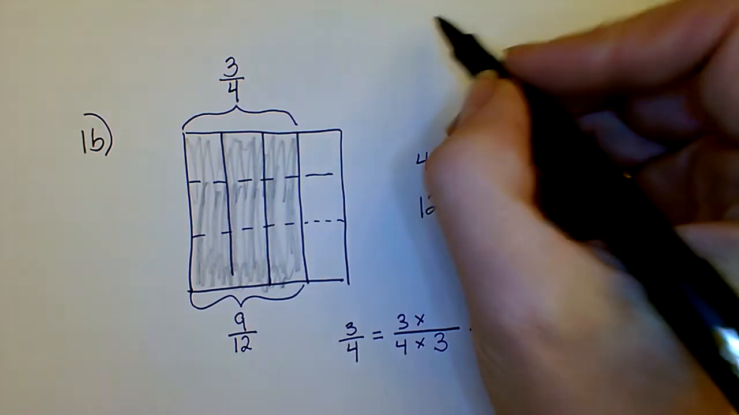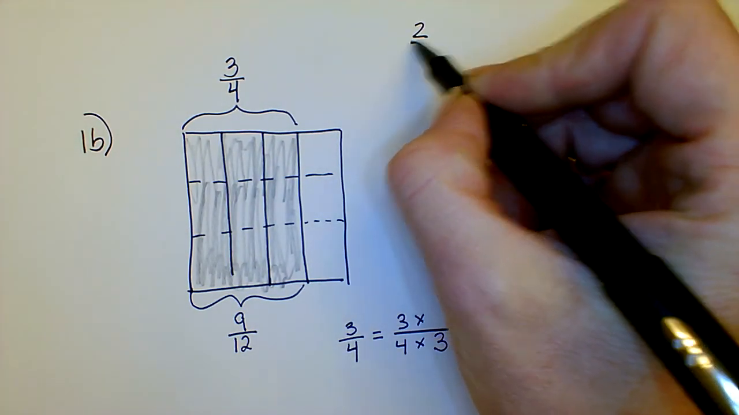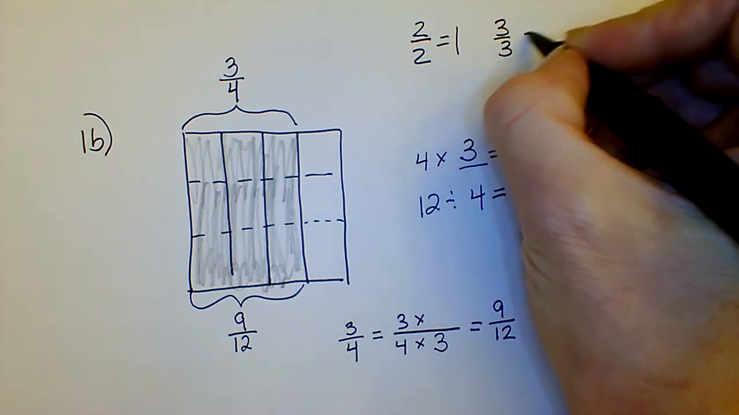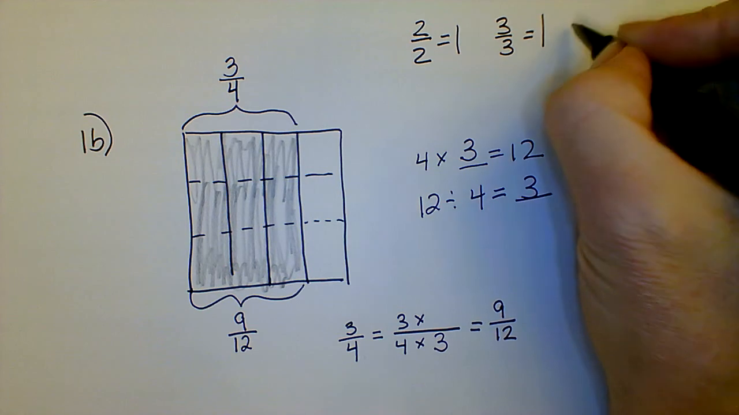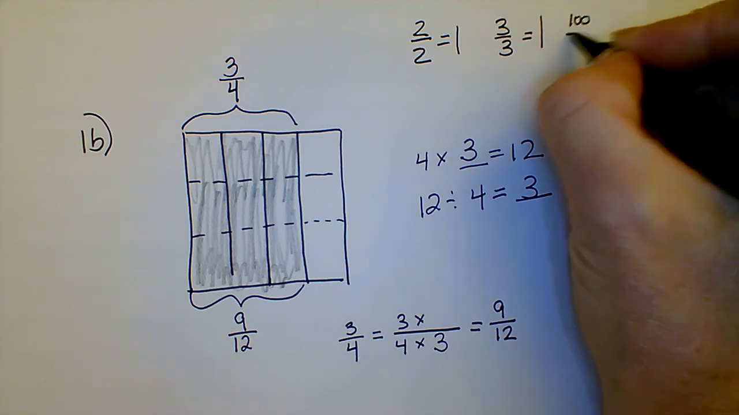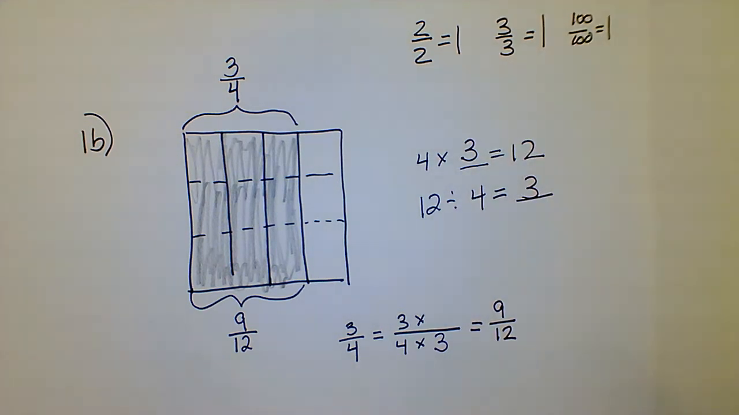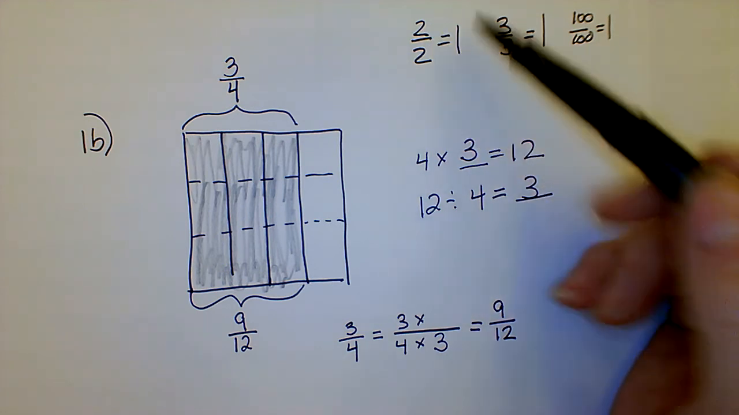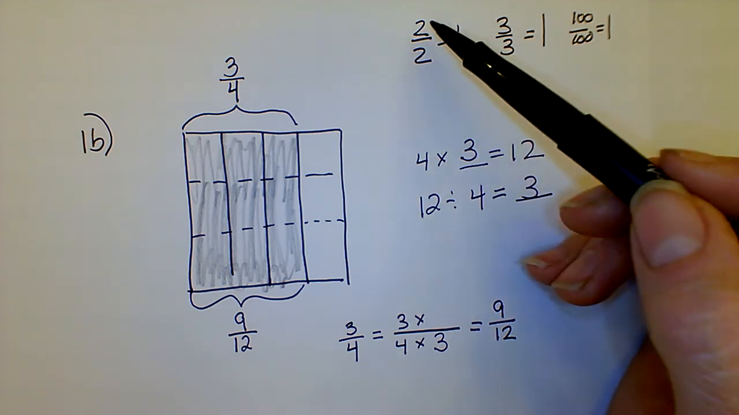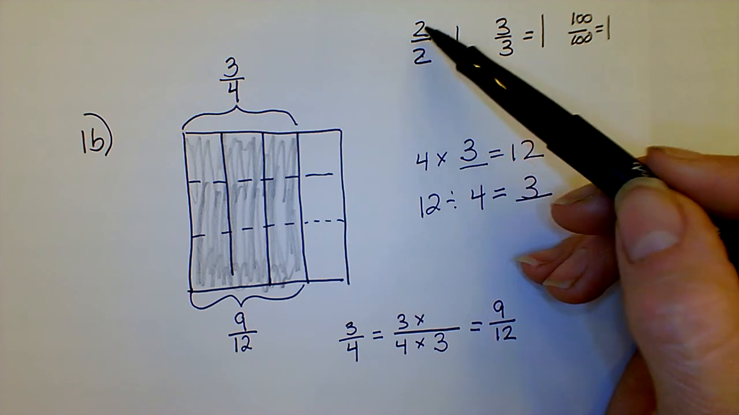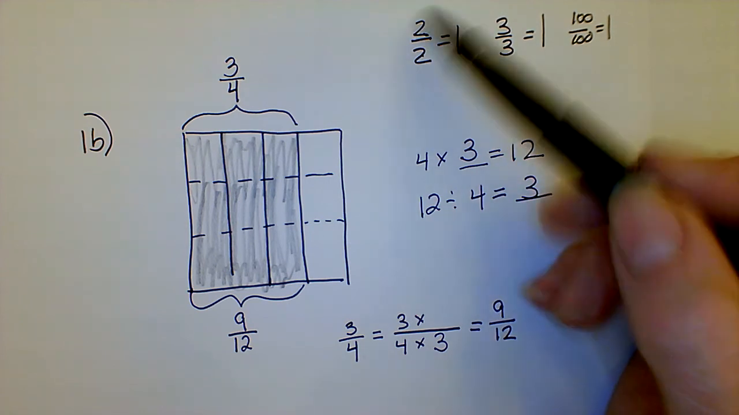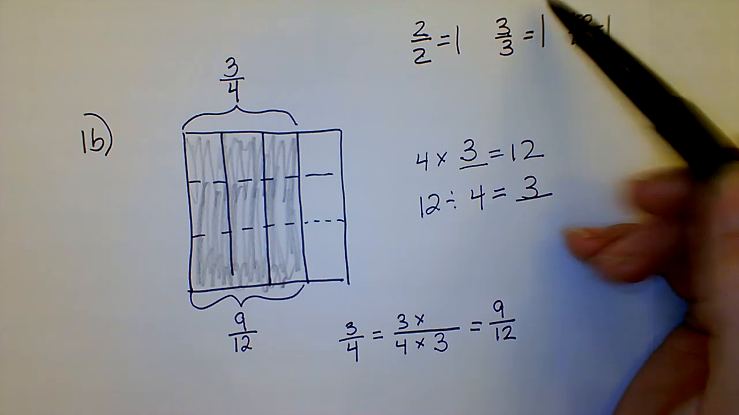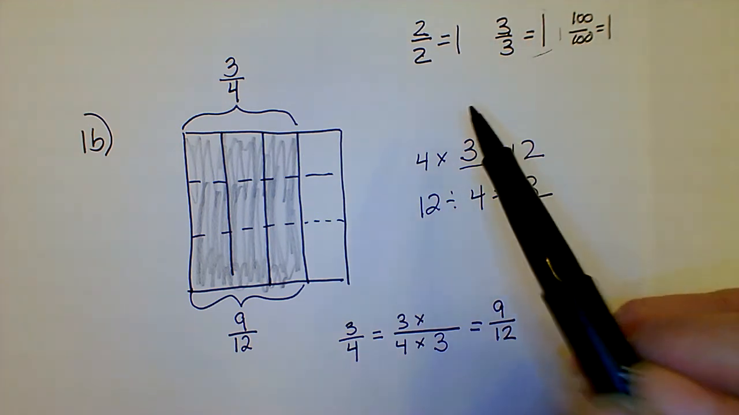But the one thing that I will go over is to remind you that things like 2/2 is equal to 1, 3/3 is equal to 1, 100 hundredths is equal to 1. So as long as you have the same numerator and denominator, you know your value is 1. And that's because, let's say I cut an apple into 2 pieces, but I have both pieces, I still have the whole apple. If I cut an apple into 3 pieces and I have all 3 pieces, I still have a whole apple.